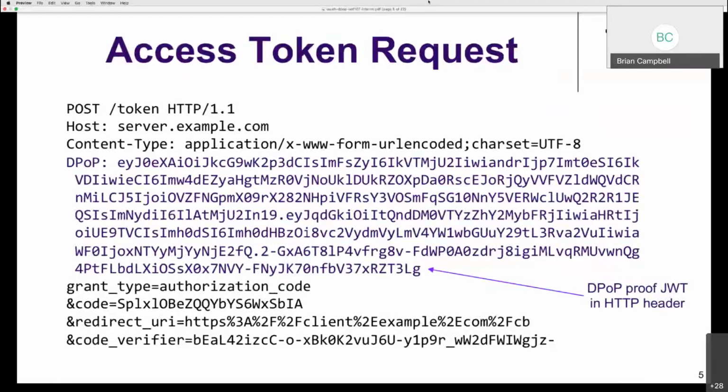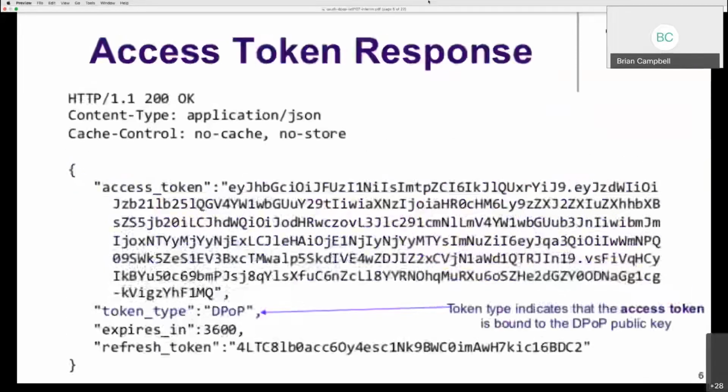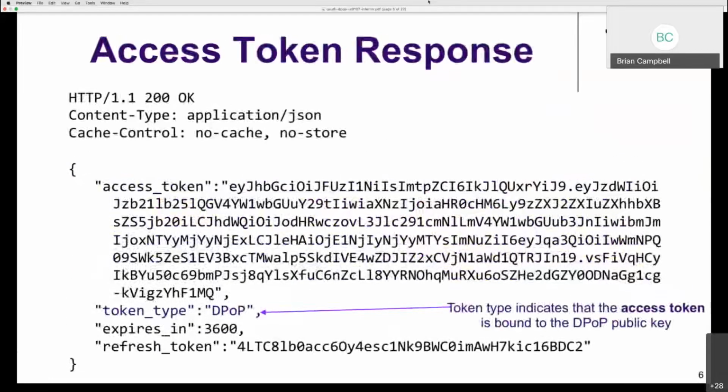Presuming that all checks out, the access token is issued like normal, but the access token itself is bound to the public key that was in that DPoP header. We use the token type here to indicate to the client that this access token, and only the access token, is bound to the DPoP public key.